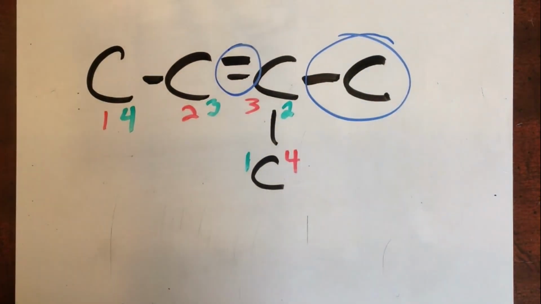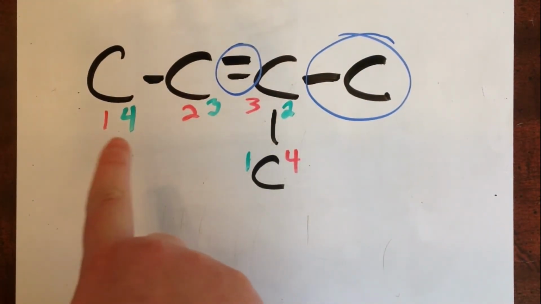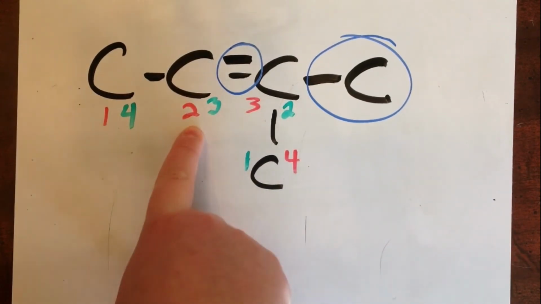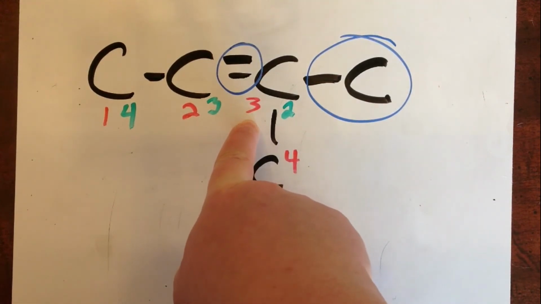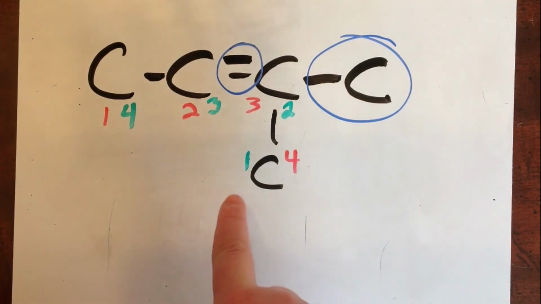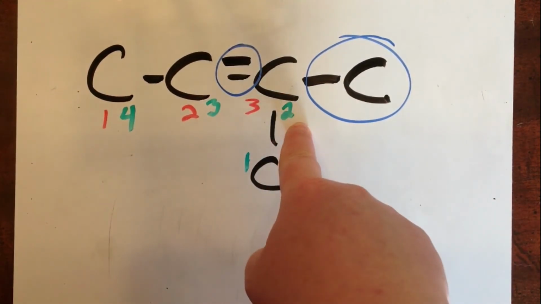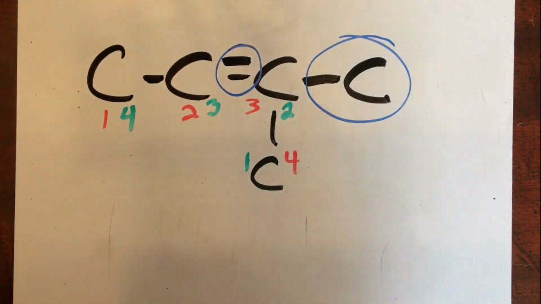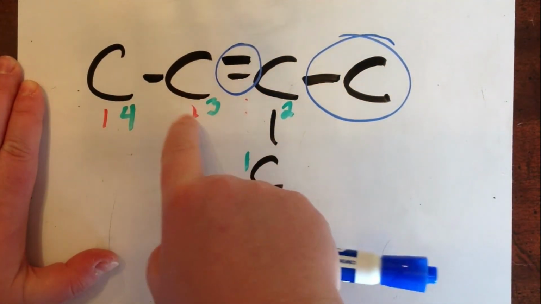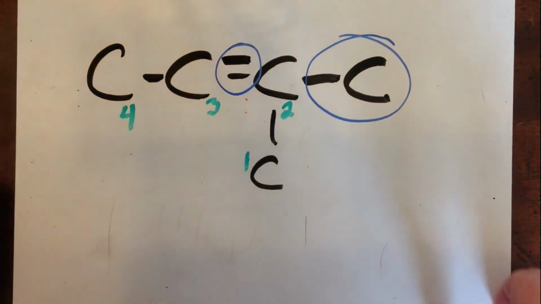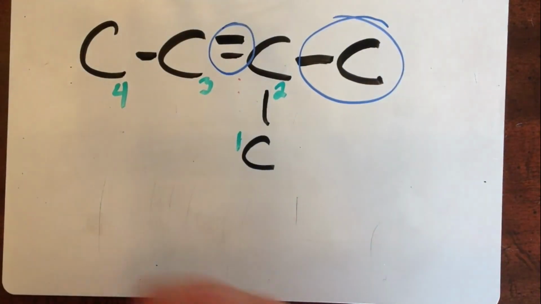So again, we want to look at the numbers. If I use the red numbering, my double bond starts at carbon 2 and my branch is coming off of carbon number 3. If I use my green numbers, the branch is coming off of carbon number 2 and the double bond is starting at carbon number 2. So we're going to want to use the green numbers because those are going to give us smaller numbers than if we used the red ones.